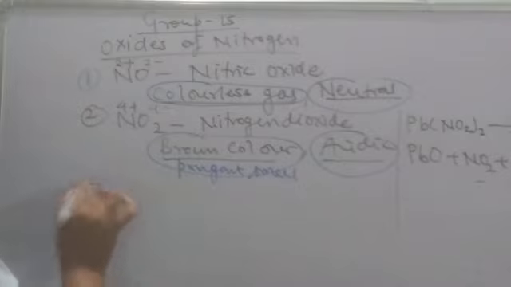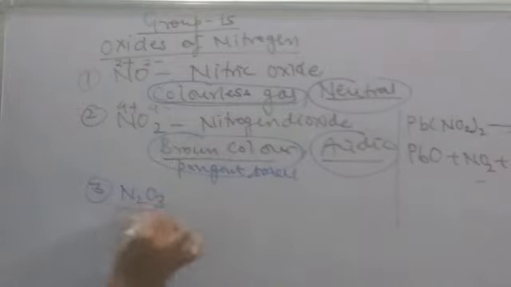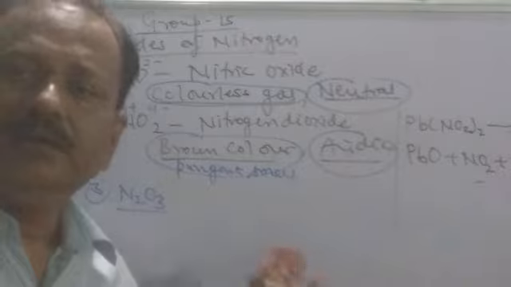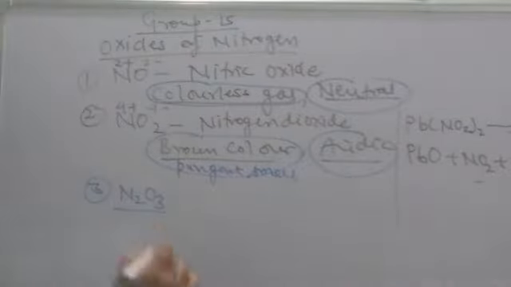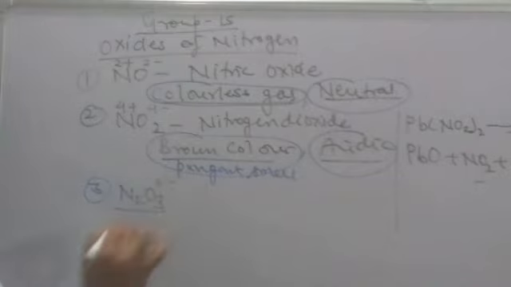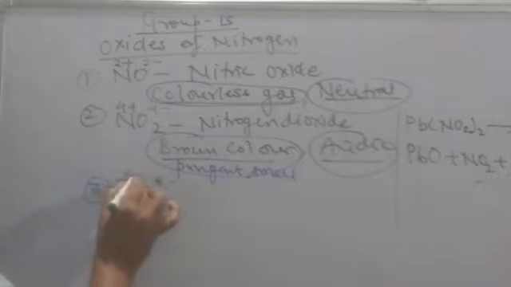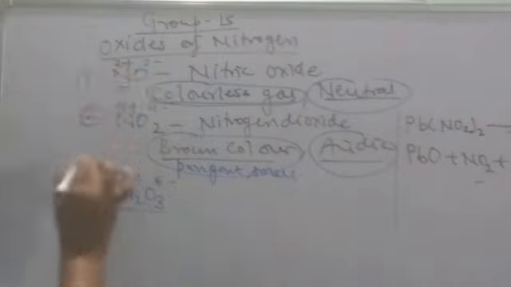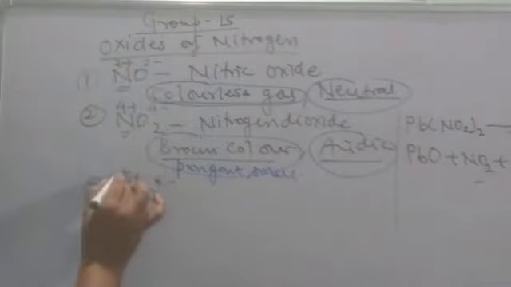Now the third is N2O3, dinitrogen trioxide. Now it is also formed under different conditions. Under highly specific conditions, we don't have to know this. Here see the valency. Oxygen's total charge is 6 minus, so here nitrogen will be 3 plus in total. So NO has 2 plus, NO2 has 4 plus, and here it is 3 plus.